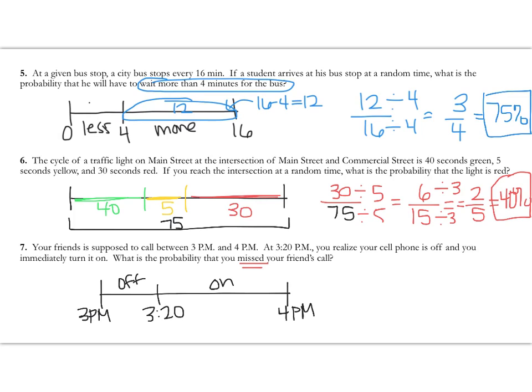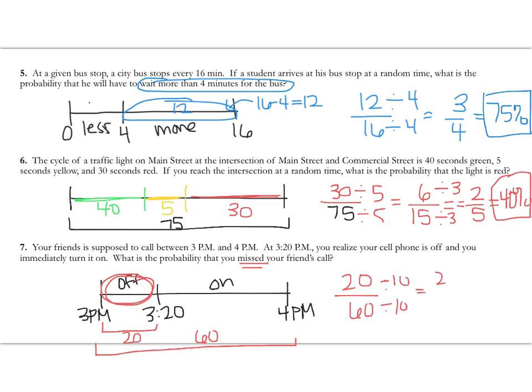We want to know the probability that you missed your friend's phone call. So you need to think about which of those sections represent the time where you could have missed it. We could have missed it when it was off. So we need to know how big that section is. That's 20 minutes. Out of the total, which is how long this whole section is. That whole section is 1 hour, but we need to put that in the same unit, so that would be 60 minutes. So it'd be 20 over 60. I can divide both by 10. That's 2 over 6, and then divide both by 2, that's 1/3. Or if you change it to a percent, 33.3%.